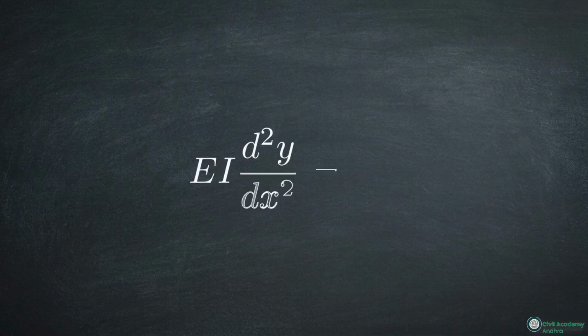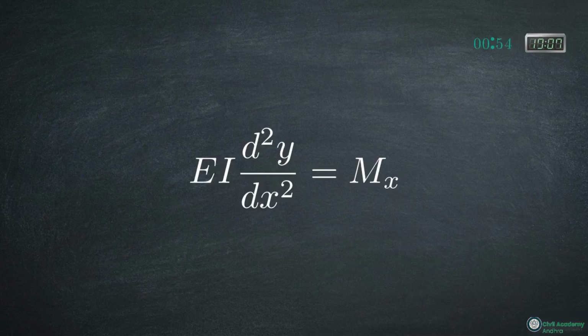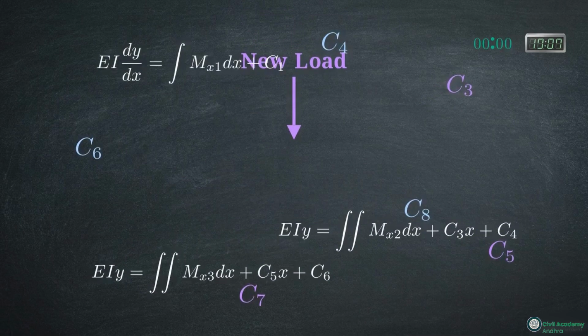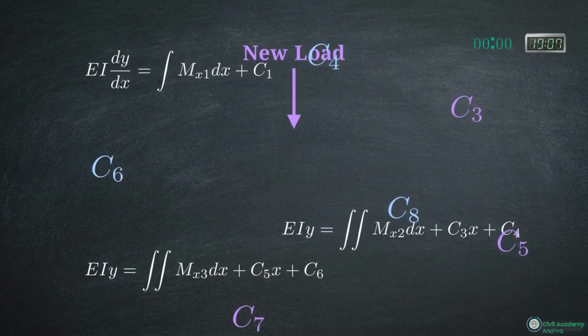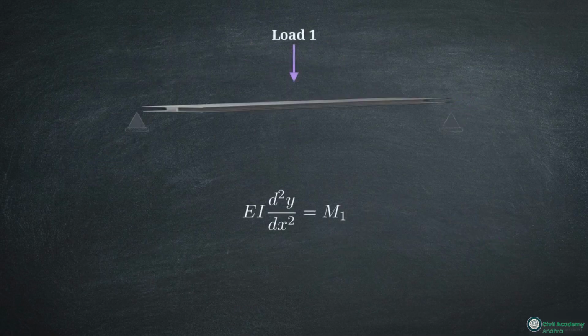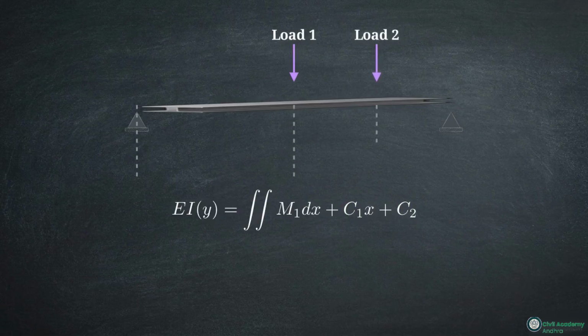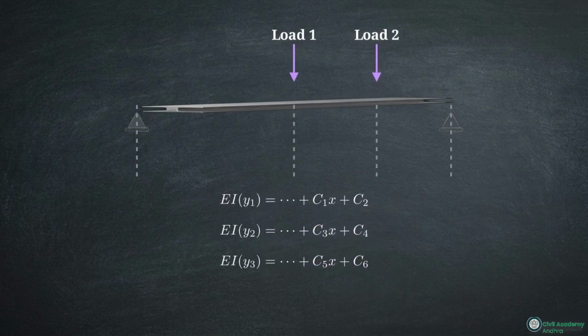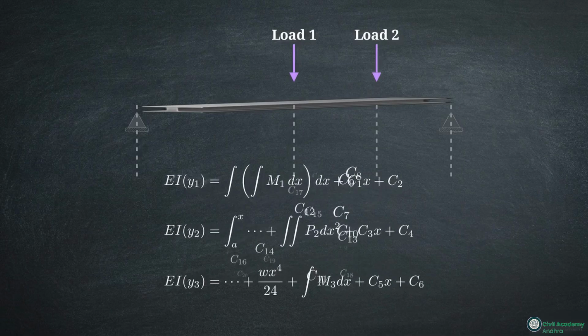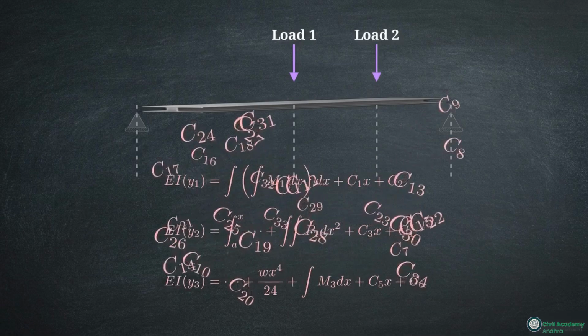Double integration is the mathematical foundation of beam mechanics. However, in a timed exam setting, it has a major vulnerability. Every time a new load acts on the beam, the math fragments, making it a liability for complex problems. The failure point of double integration happens the moment you add a second load. That new load creates a new section of the beam, forcing you to write a separate bending moment equation and generating new constants, C3, C4, and so on. The algebra quickly spirals out of control.